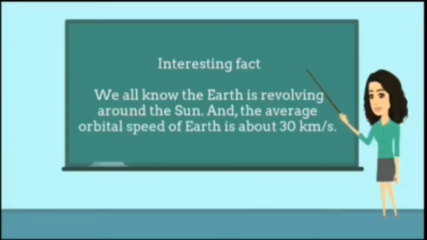Interesting fact: we all know that Earth is revolving around the Sun, and the average orbital speed of Earth is about 30 km per hour. Isn't it wonderful?